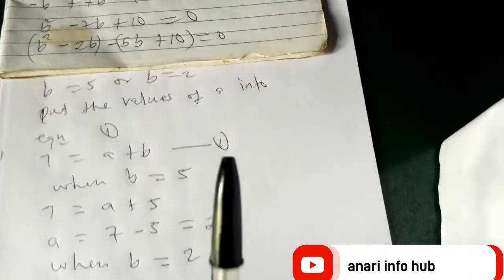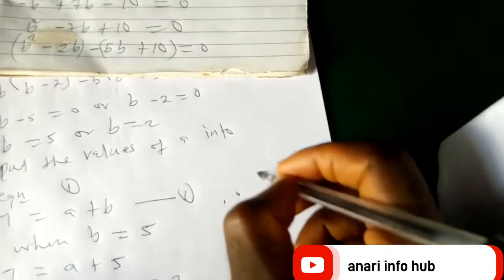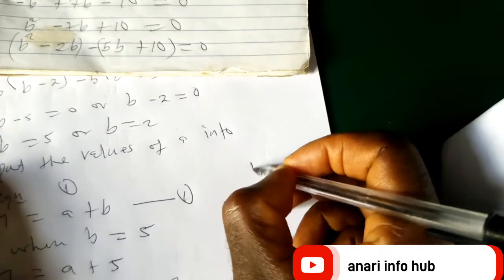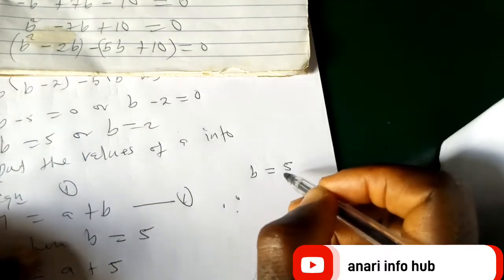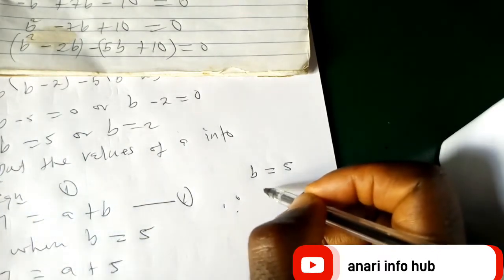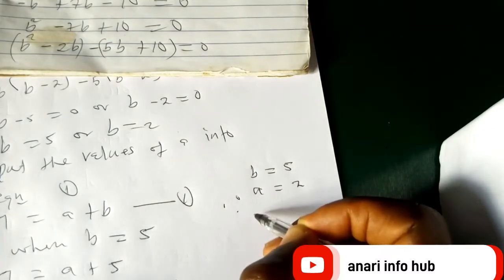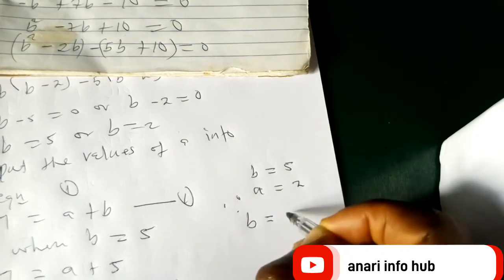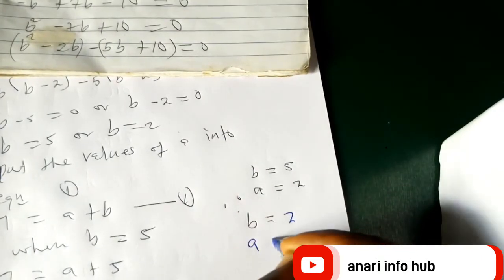Therefore, when b was equal to 5, a was 2. And then when b gave us 2, a was 5, right? Now let's go ahead and get our final answer.